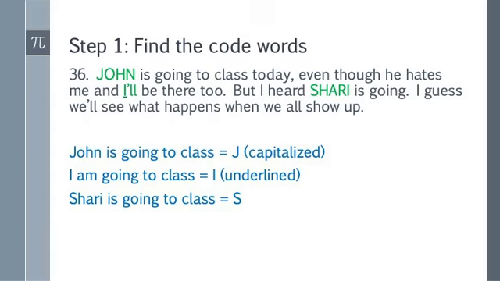In propositional logic, a capital letter stands for an entire statement or proposition. So John is capitalized for you so that you know to use J as a capital letter, and it will stand for the entire thing, John is going to class. The I is underlined, so you know to use that as I'm going to class, and Sherry is capitalized, so S will stand for Sherry is going to class.